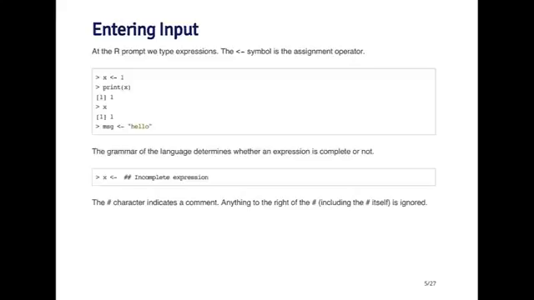The grammar of the language determines whether an expression is syntactically correct or not, or whether it's complete. For example, if I just type x followed by the assignment operator and I don't type anything else, that's not a complete expression. When I hit enter, nothing will happen because it's waiting for the expression to be completed. The other thing I've got here is this hash symbol. It indicates that everything to the right of it is a comment, and the R engine will ignore anything to the right of that symbol. So you can put comments or notes to yourself in code, and R will just ignore them.